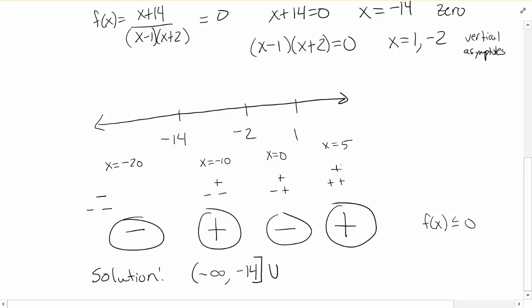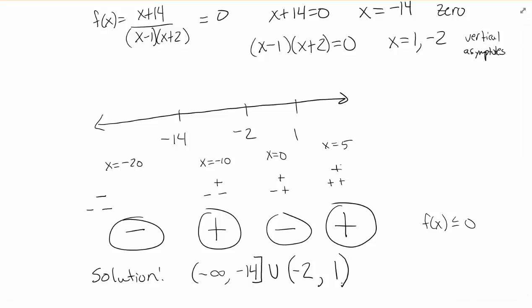The problem with negative 2 is if I plug in negative 2 into the function, I get a 0 in the denominator. So negative 2 isn't in the domain of that function. So this is going to be an open parenthesis. I do not get to include it because it's not in the domain of the function, even though I wanted a less than or equal to 0. Similar reasoning for 1. 1 is not in the domain of that function. So even though this is f of x less than or equal to 0, I don't get to include it because it's not in the domain of the function.